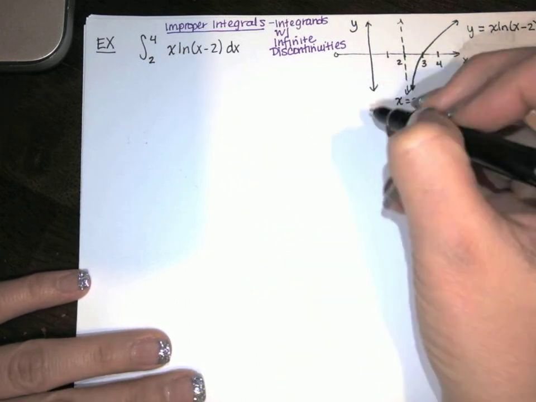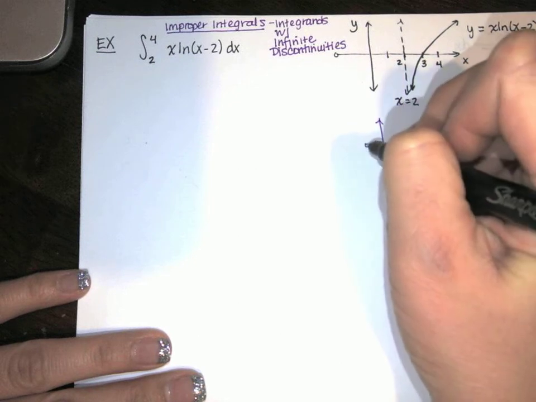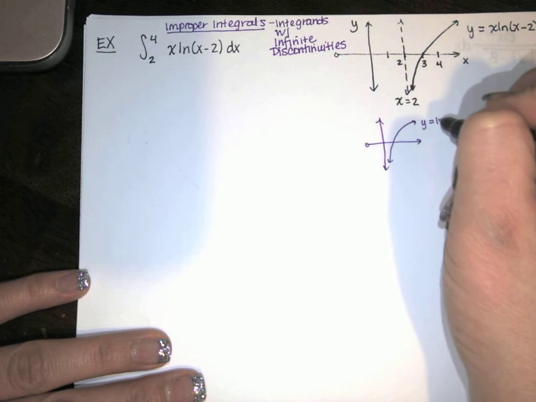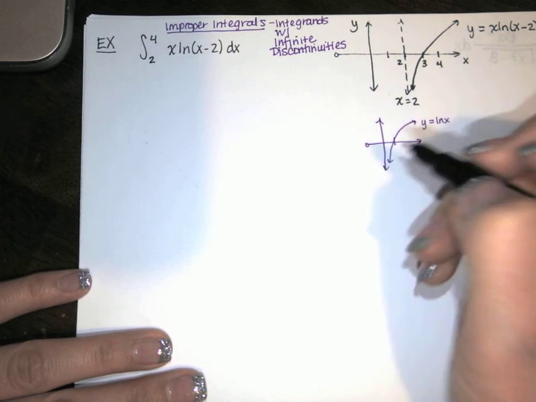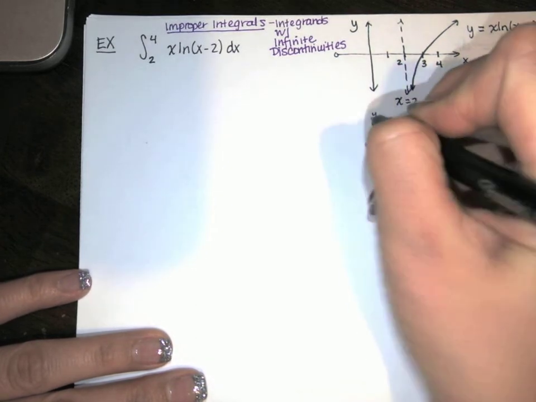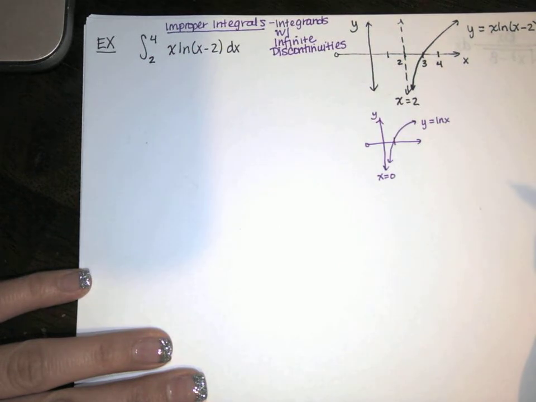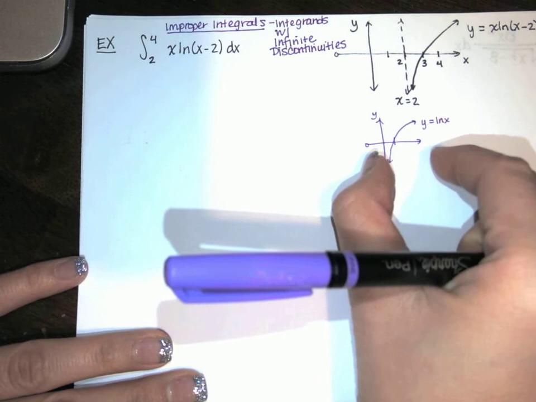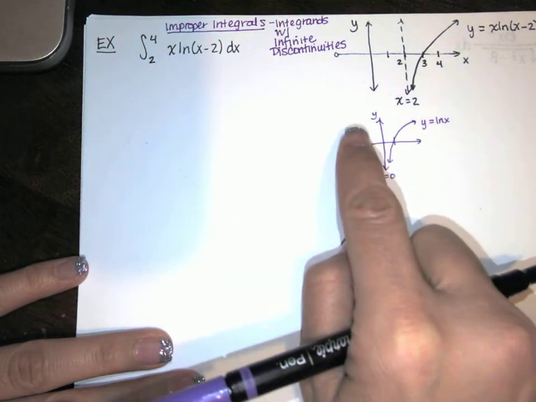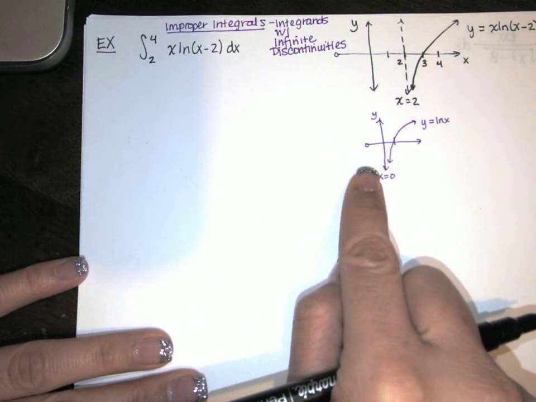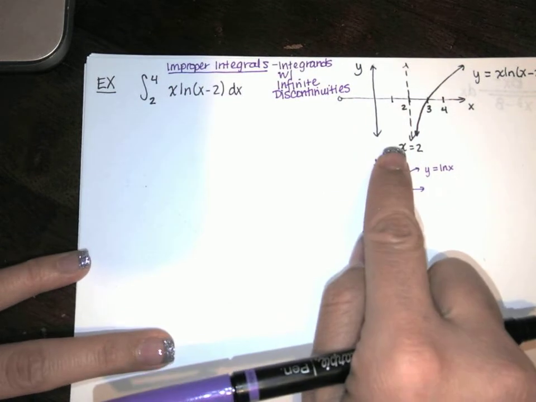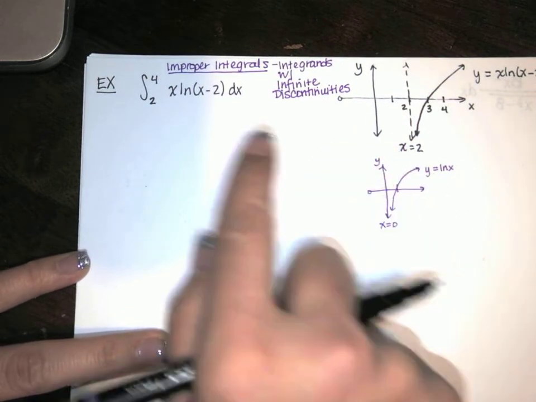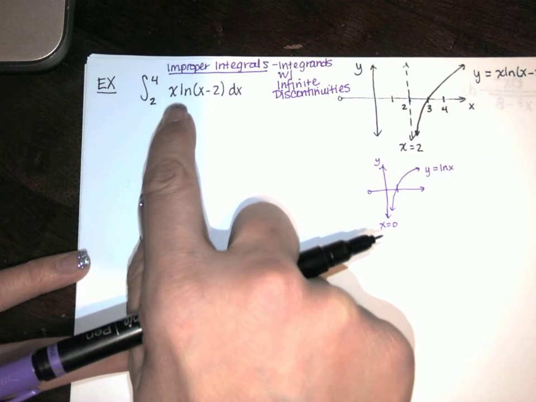And it's probably been a while since pre-calculus, but natural log of x looks like this. X equals 0, or the y-axis, is a vertical asymptote for natural log of x. So when I replace the x with an x minus 2, that's going to shift the whole graph over 2 units. Instead of having a vertical asymptote at x equals 0, we're going to have a vertical asymptote at x equals 2.